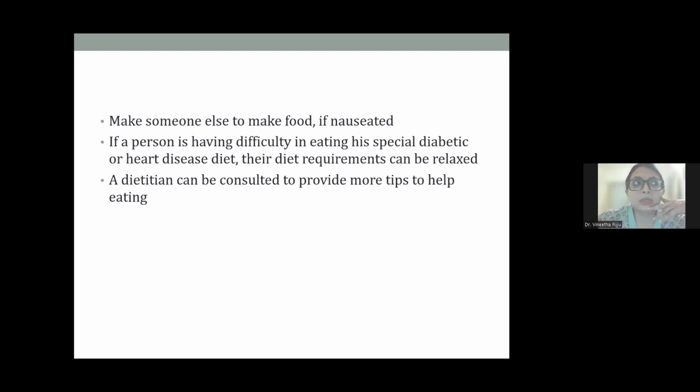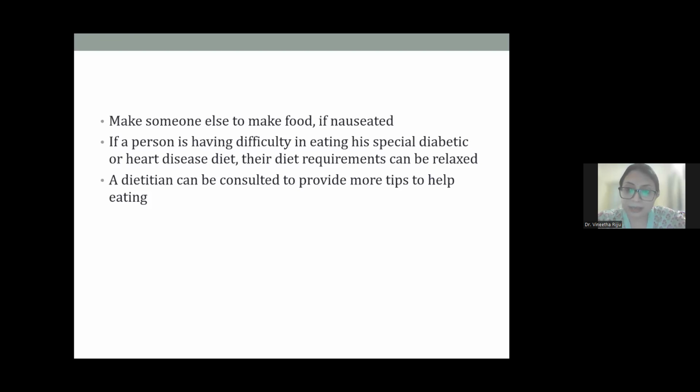It is also seen that many times it's elderly people living alone who have to cook for themselves. So even the patient who is having vomiting and nausea is having to cook food. That is one thing we could address. Tell them that it could be one of the reasons they are feeling nauseated, when they have to cook food and eat by themselves. If an alternative arrangement can be made, that could be advised. And if the patient has difficulty eating his special diabetic or heart disease diet, the diet requirements can be relaxed at this time, though not to a hazardous level if the patient is not so advanced.